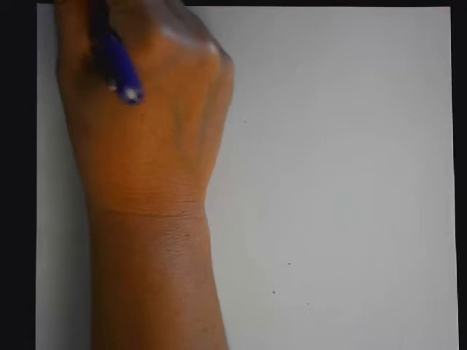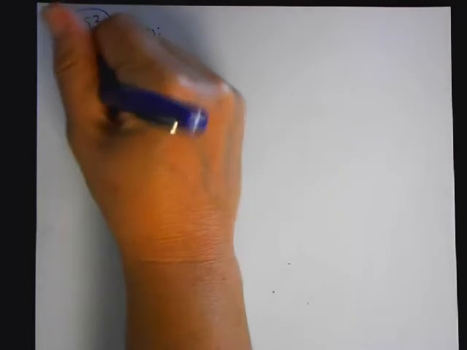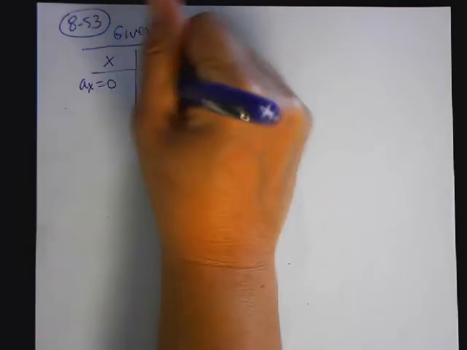All right, now we're going to look at 8-53. So again, we want to do our x and y given because this will help us. So before I read the problem, I'm going to write ax is 0 and g is equal to negative 9.8.